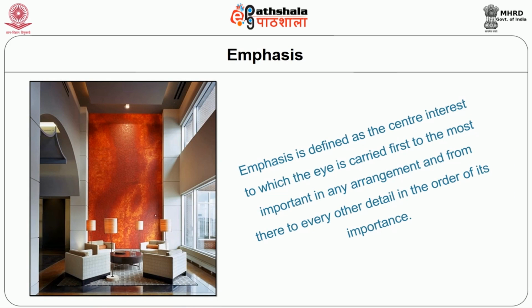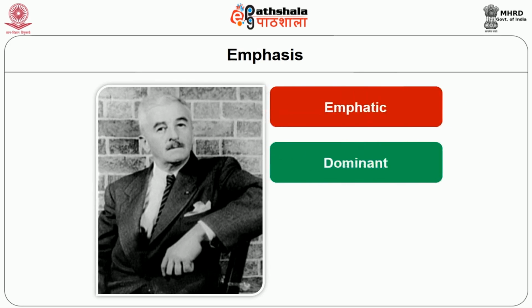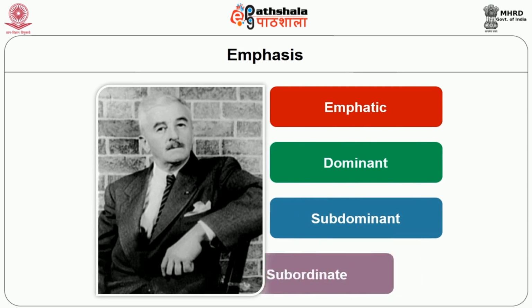Emphasis. Emphasis is defined as the center of interest to which the eye is carried, first to the most important in any arrangement and form, then to every other detail in the order of its importance. Faulkner and Faulkner present 4 levels of emphasis such as emphatic, dominant, subdominant and subordinate.